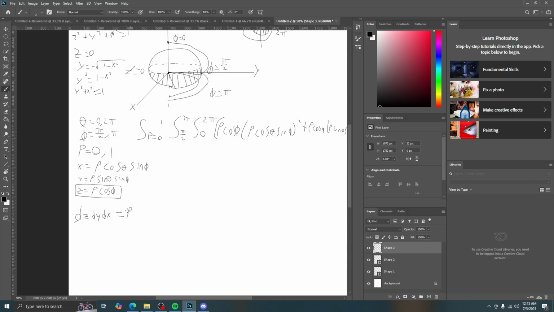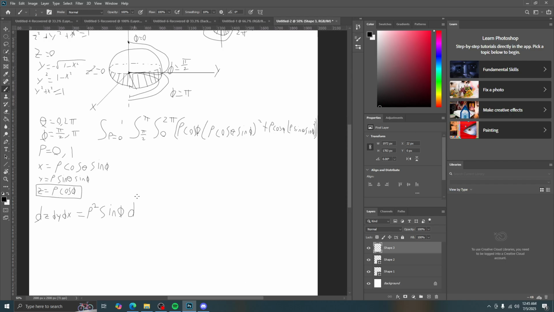So this is just gonna become rho squared. No. Rho squared times sine phi, and then it's just gonna be d theta, d phi, d rho. Obviously the order you have the variables in doesn't matter, it just depends on the order you're integrating in. And also just because that's how multiplication works, you can do it in any order.